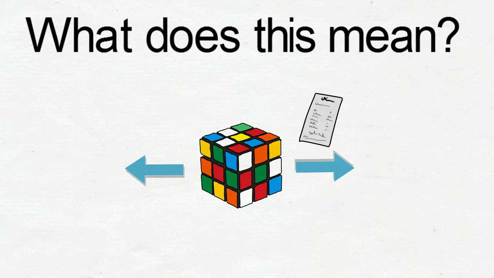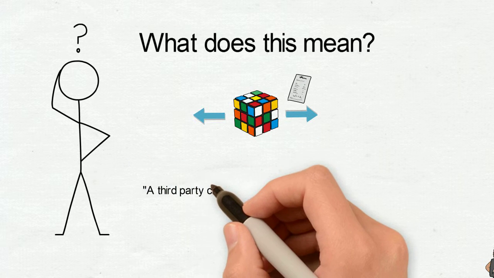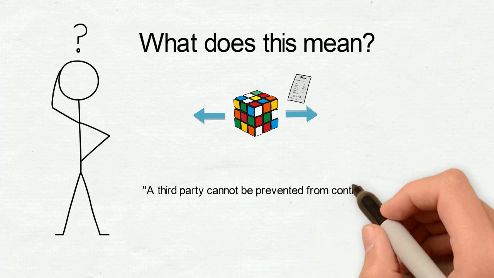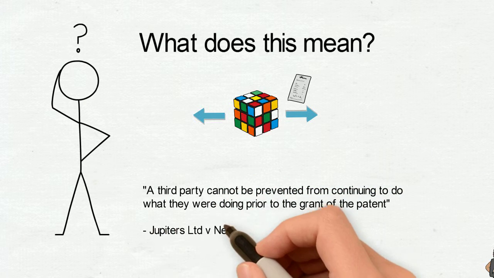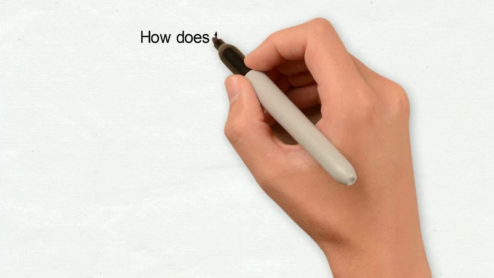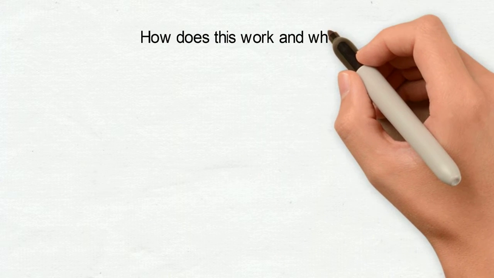exploits theirs. The principle of law that this exemption is promoting was outlined in the Jupiter's case as a third party cannot be prevented from continuing to do what they were doing prior to the grant of the patent. So how is the exception applied and who can use it?